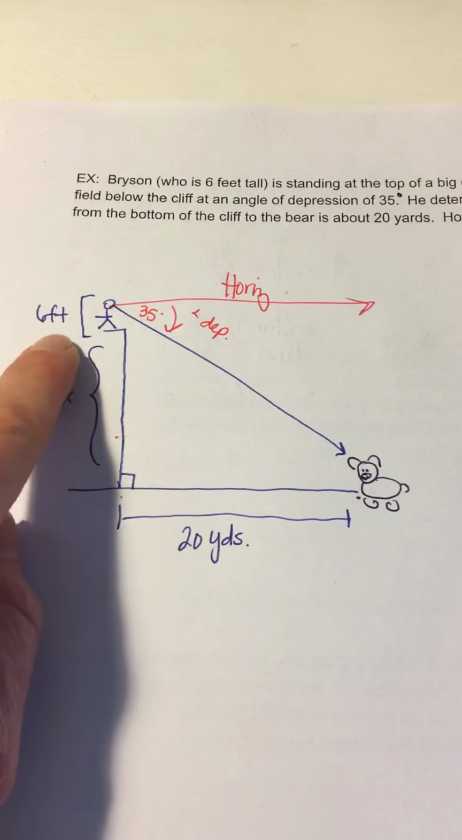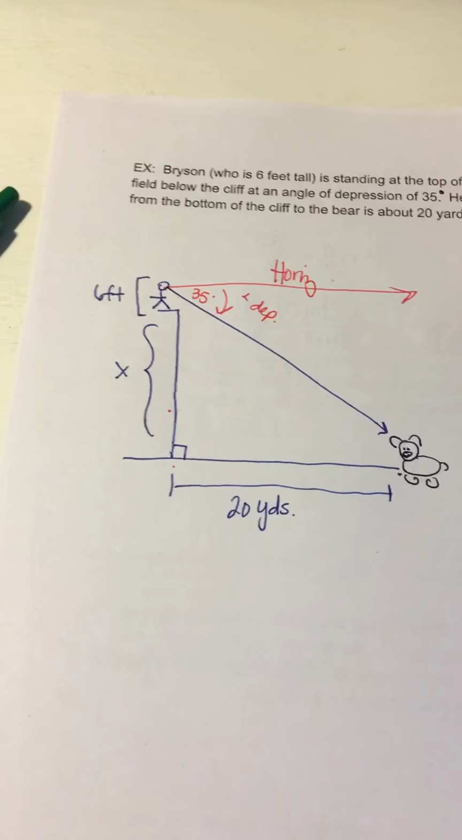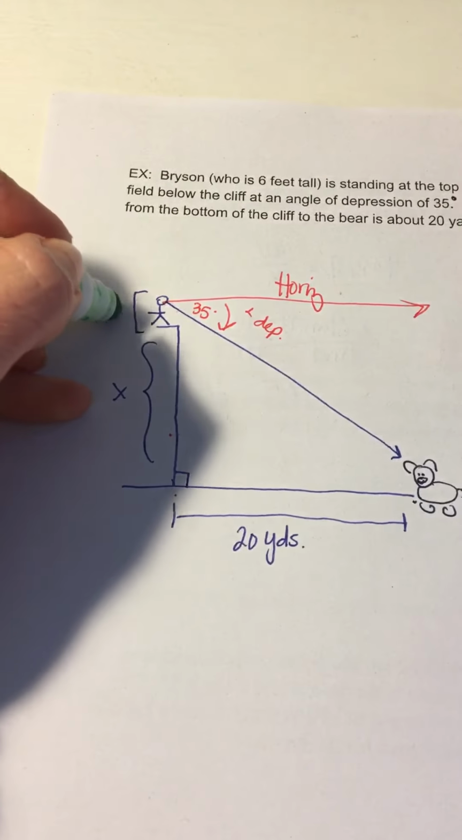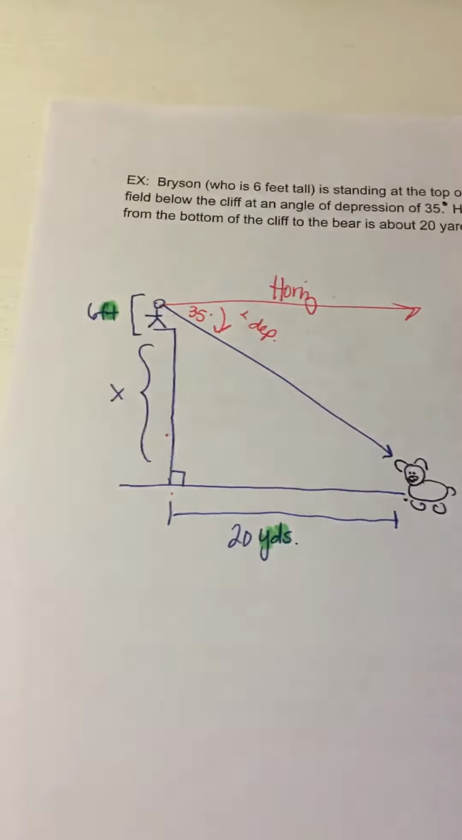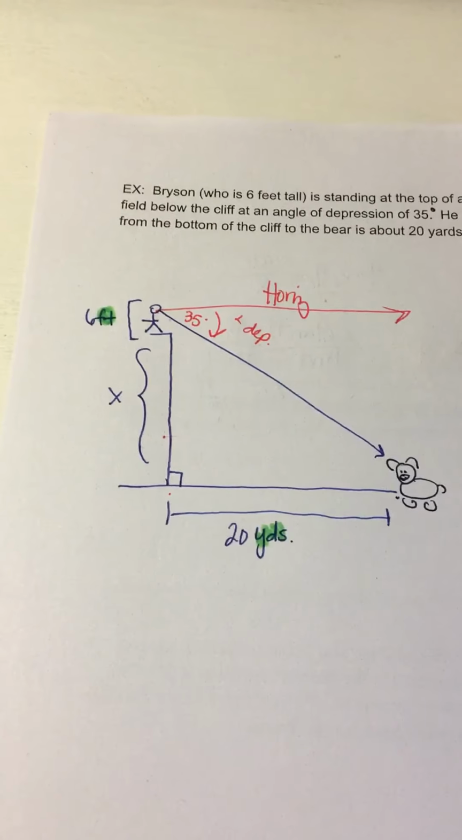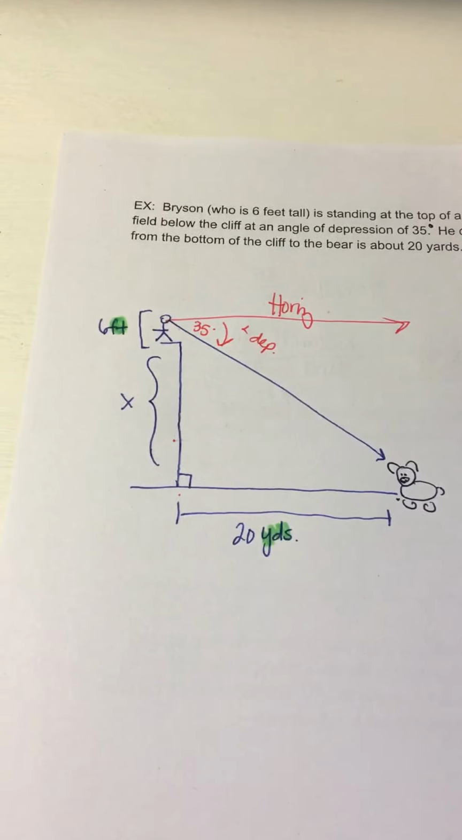First thing is, this is feet, this is yards, so we need to convert. I don't want them to be both feet and yards. I need them both to either be feet or both be yards. Now that was kind of a confusing sentence.